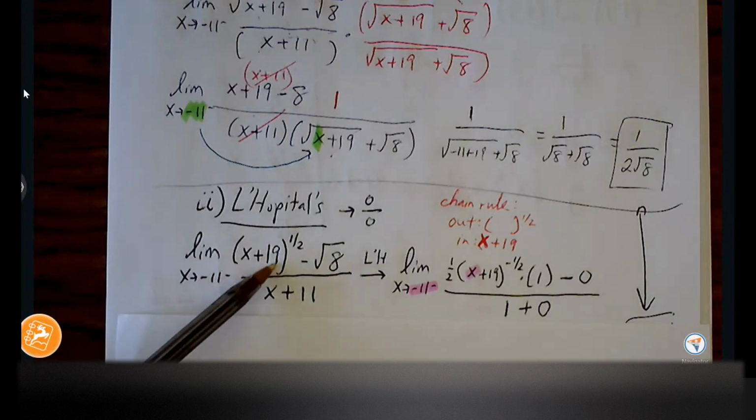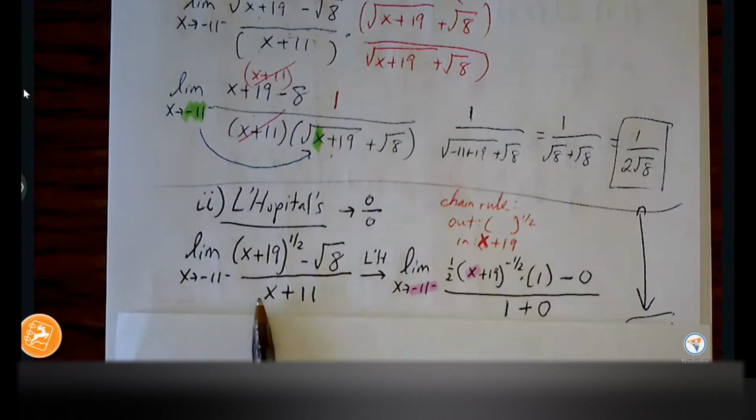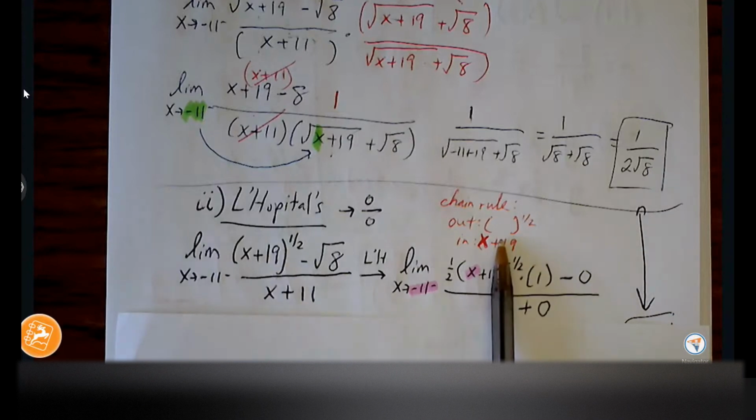So (x + 19) raised to the 1/2 minus root 8 over x plus 11. I'm ready for my derivative process. So I'll go through chain rule, outside's derivative times inside's derivative. So outside's derivative, parentheses to the 1/2. Inside's derivative, I have to handle that x plus 19.